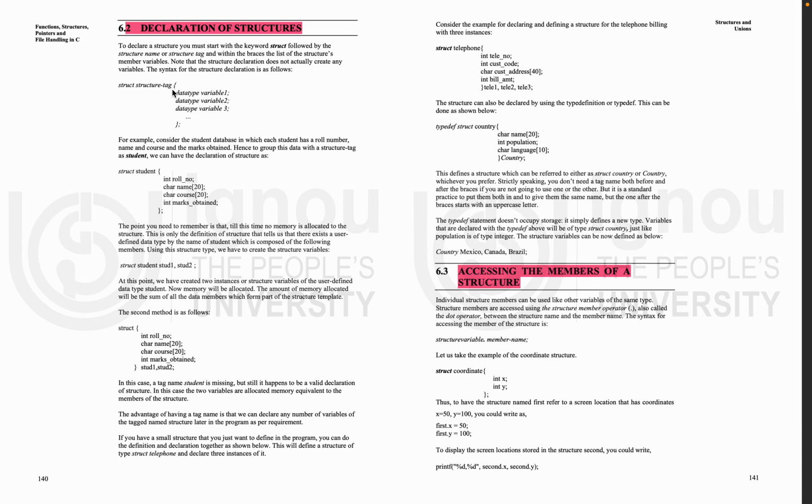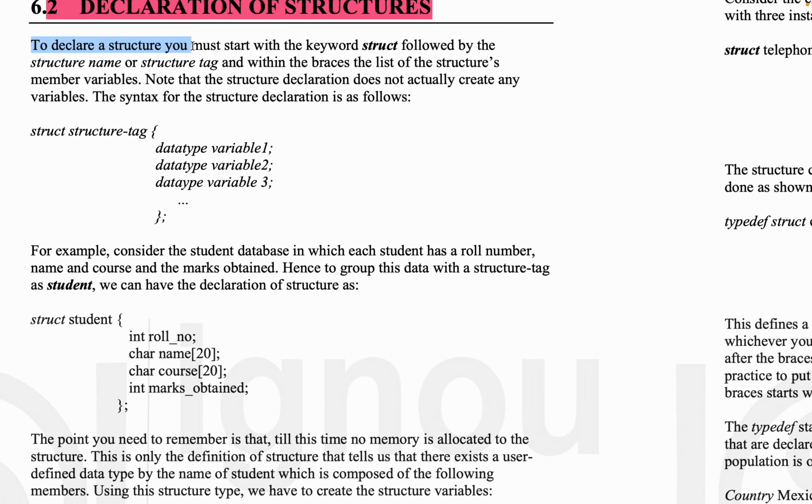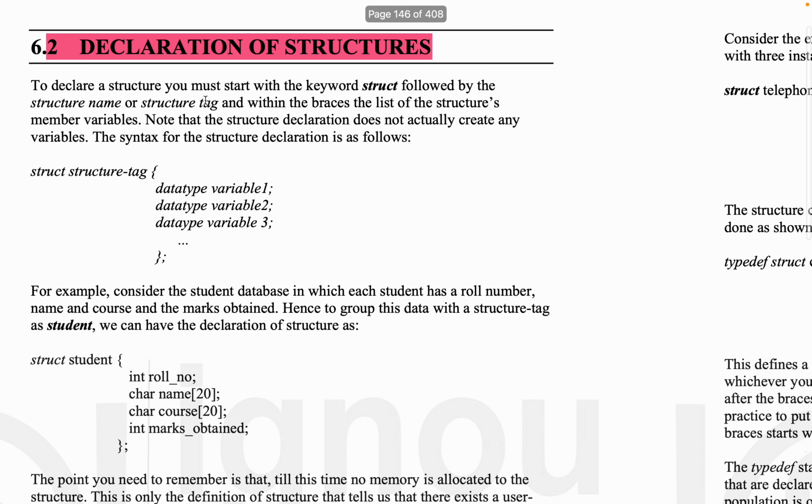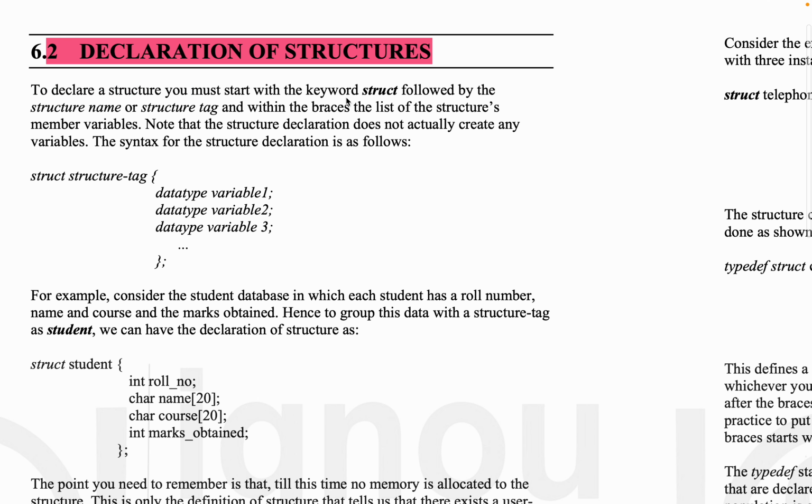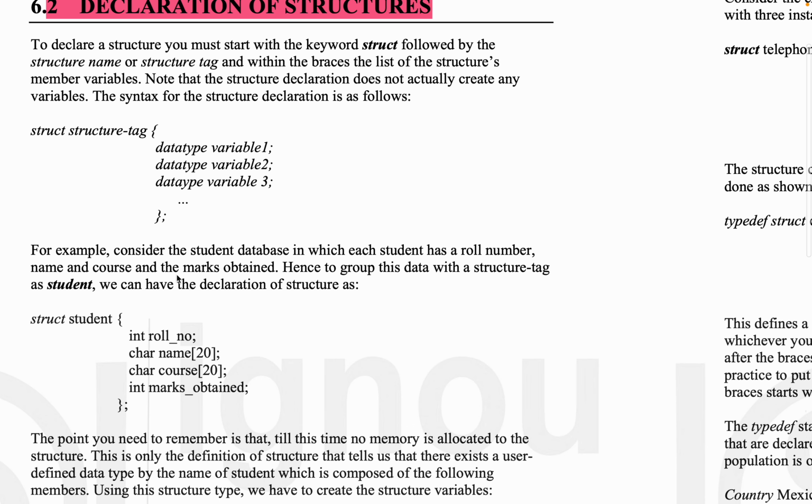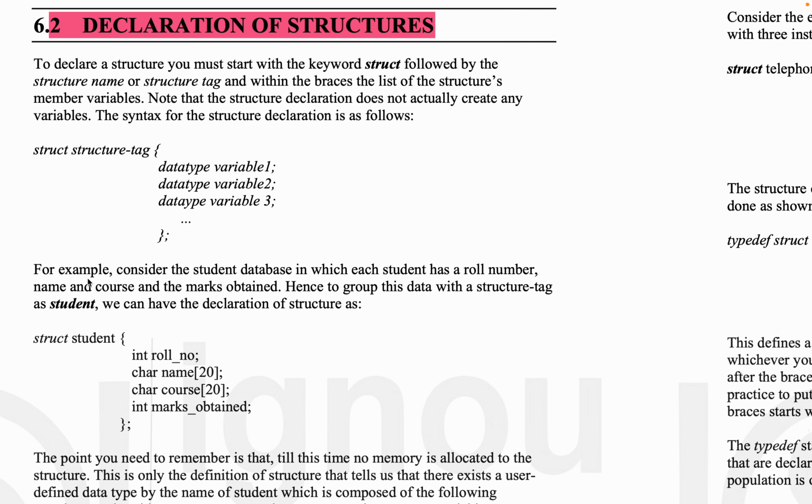Okay, declaration of a structure, to declare and store a structure. To declare a structure, you must start with the keyword struct, followed by the structure name or structure tag, and within the braces the list of the structure's member variables. Note that a structure declaration does not actually create a variable. The syntax for the structure declaration is as follows: struct structure tag, then data type variable 1, data type variable 2, data type variable 3. Okay, so how do we write it?